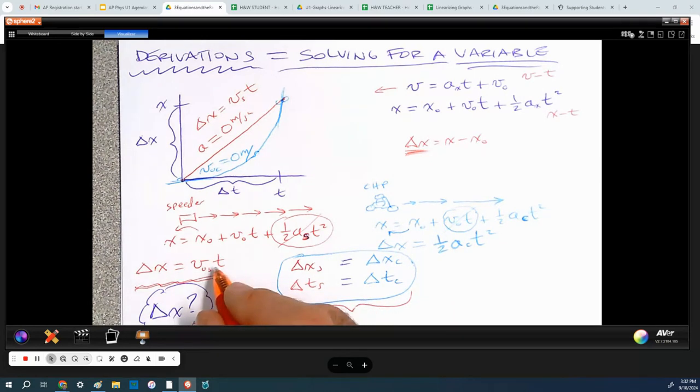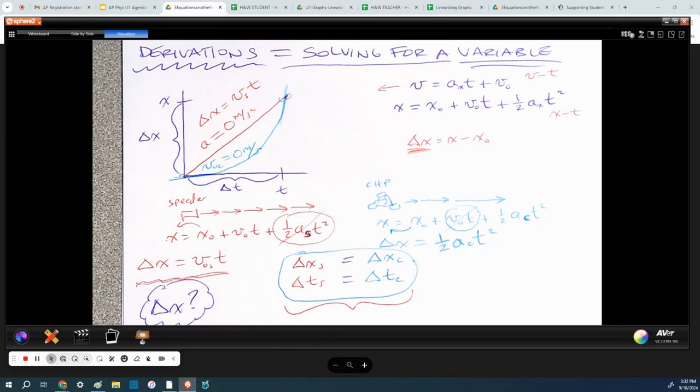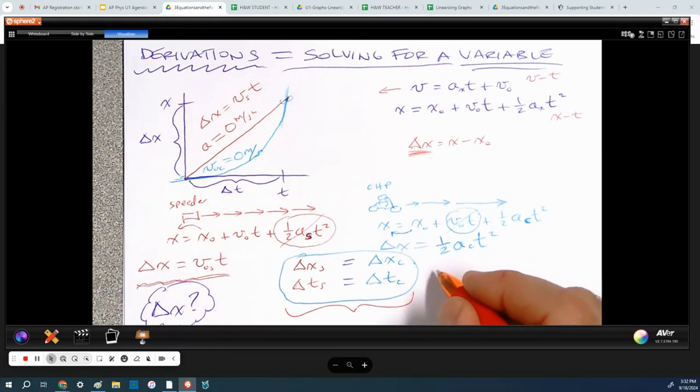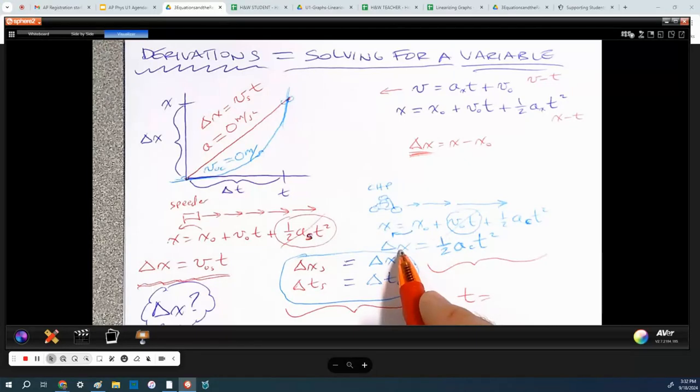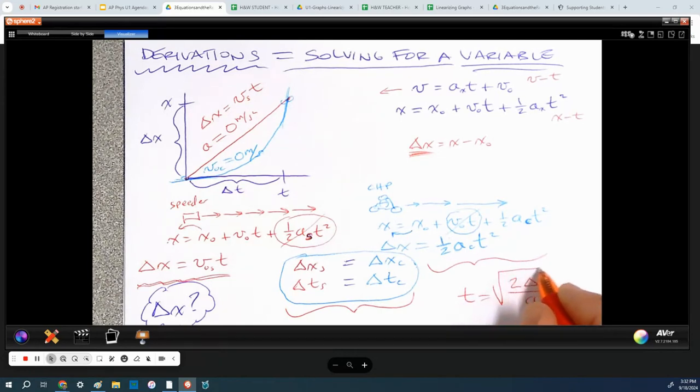So if I do this, I get t equals the change in position over the initial velocity of a speeder on this side. And on this side, this is a super common thing. If I'm solving for t, the way you solve for t is you're going to times 2 on both sides. So I get 2x, and it's actually 2 times the displacement. And then I divide by a, so a will go over here on the bottom. And then I have t squared. So I square root both sides, and I get t equals the square root of 2x over a.